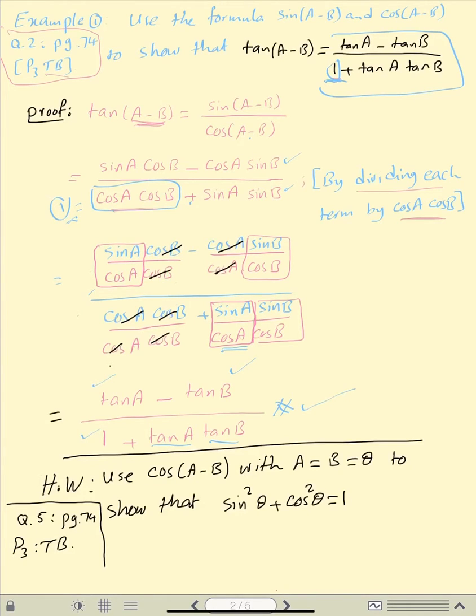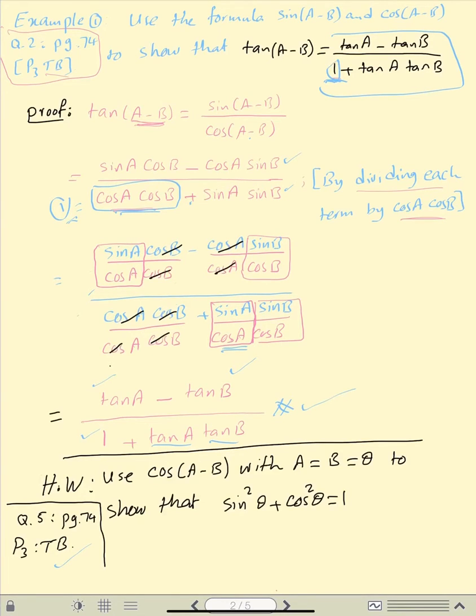So you divide each term by this, you get the answer. To test yourself that you understood how to use this, I wrote the question for the students. They don't have the book. The students have the book. The question number is written here.